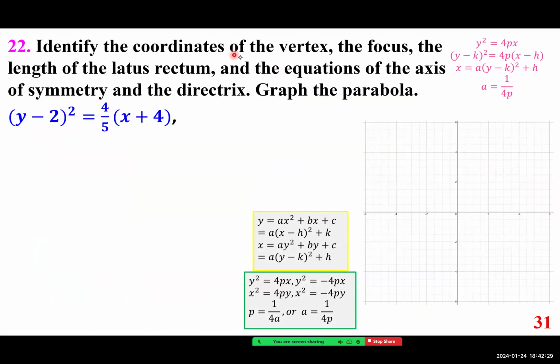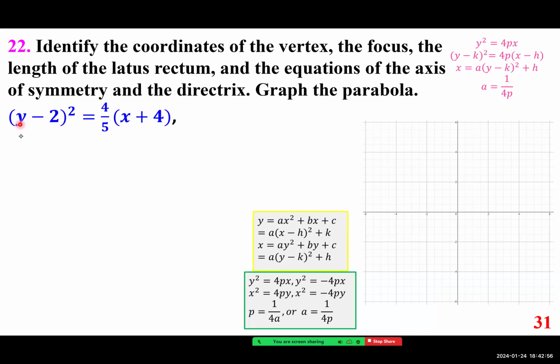Identify the coordinates of the vertex, the focus, the length of the latus rectum, and the equation of the axis of symmetry and the directrix. Graph the parabola. And everybody remembers what we learned in intermediate algebra. But just to give you an idea, y is the one with the second degree. So this opens sideways. Is it going to open right or left?